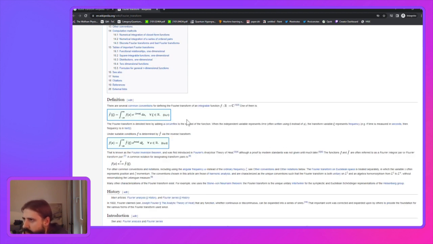That's the integral, right? So, definition: there are several common conventions for defining the Fourier transform of an integrable function. One of them is this. The Fourier transform is denoted here by adding a circumflex. When the independent variable represents time, t instead of x, this transform variable represents frequency. So that is a function of frequencies.